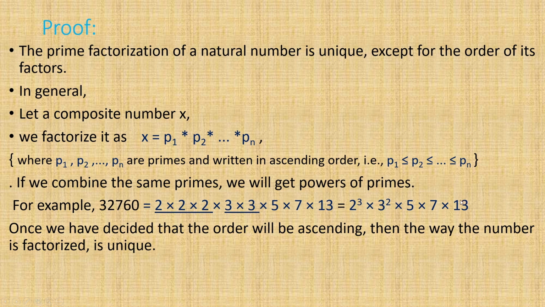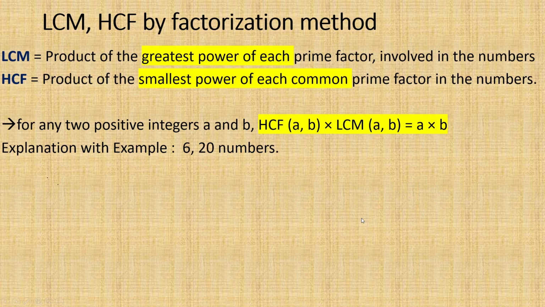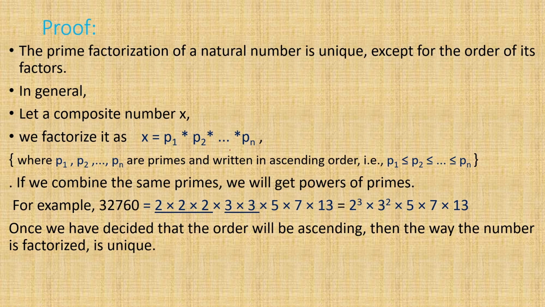So this is the prime factorization of 32760. Once we have decided that the order will be ascending, then the way the number is factorized is unique. So if you write all these numbers in ascending order, this factorization becomes unique.